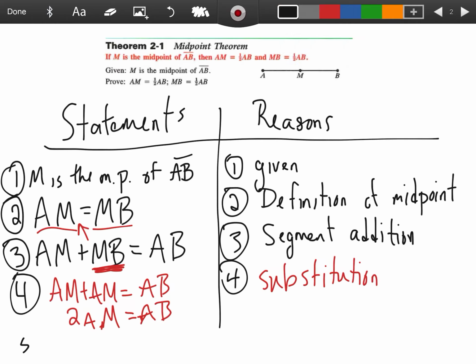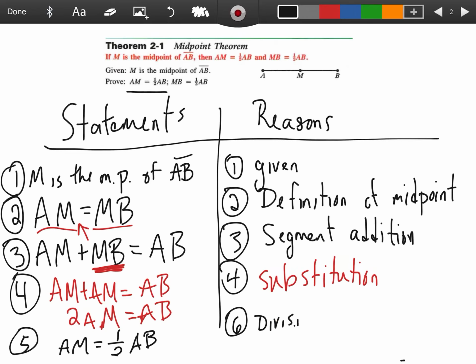In my next step, let's divide that over. Divide by 2. I wanted to say AM equals 1/2 AB, so let's divide by 2. And obviously, if I'm dividing by 2, that's going to be my division property of equality. Oops, I put a 6 here. That was really step 5. So, division property of equality.